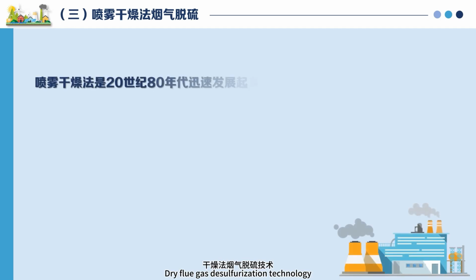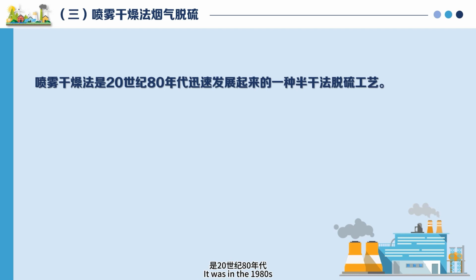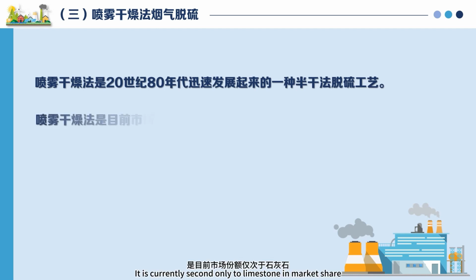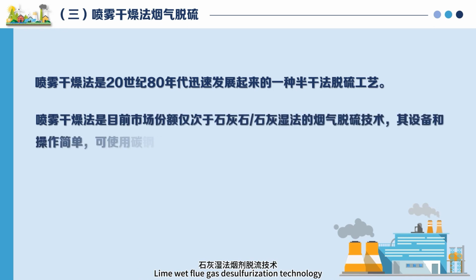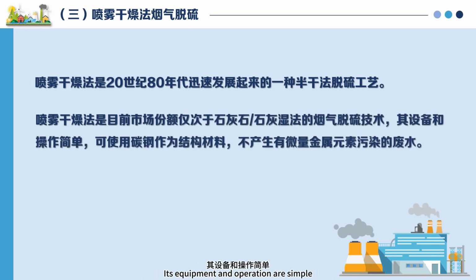Dry flue gas desulfurization technology. Spray drying method. It was in the 1980s that a semi-dry desulfurization process rapidly developed. Spray drying is currently second only to the limestone wet flue gas desulfurization technology in market share. Its equipment and operation are simple. Carbon steel can be used as the structural material. The wastewater does not produce pollution with trace metal elements.